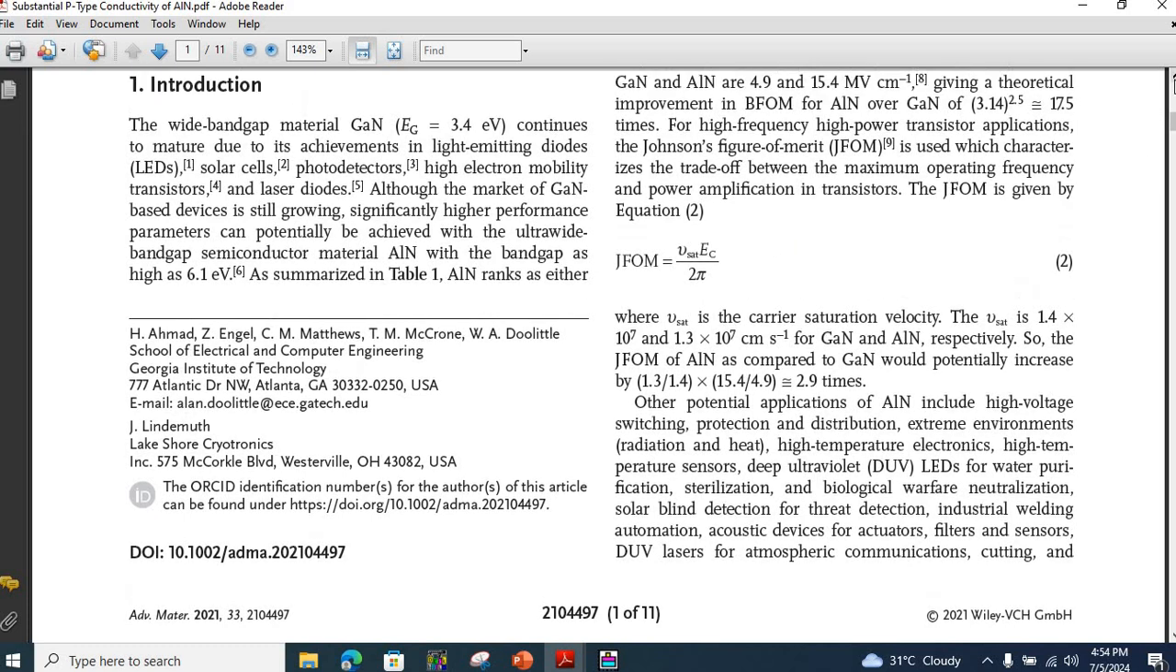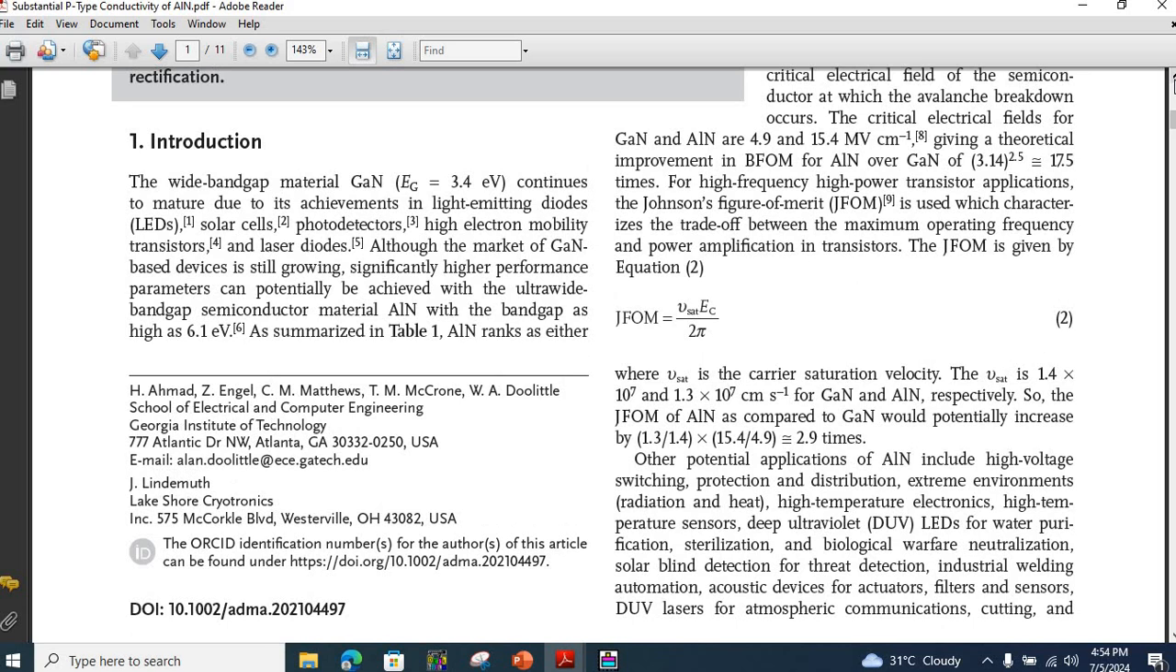If you compare the critical electric field of aluminum nitride with gallium nitride, it's approximately 3 times larger. Based on that result, the Baliga's figure of merit for aluminum nitride is approximately 17.5 times that of gallium nitride based devices. Similarly, in terms of Johnson's figure of merit comparison, for aluminum nitride based devices, it's approximately 3 times higher as compared to that of gallium nitride based devices.